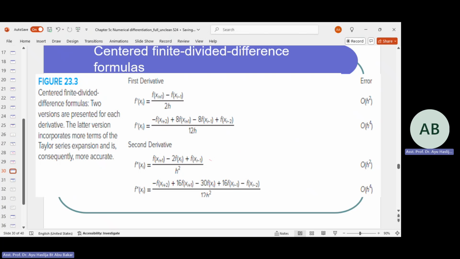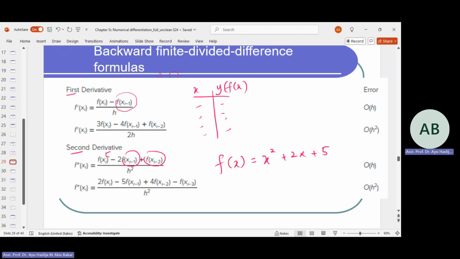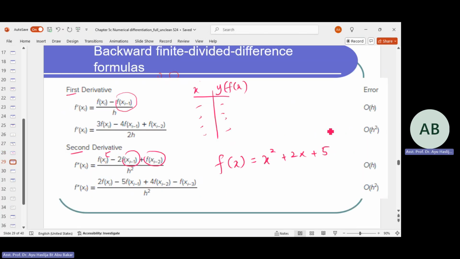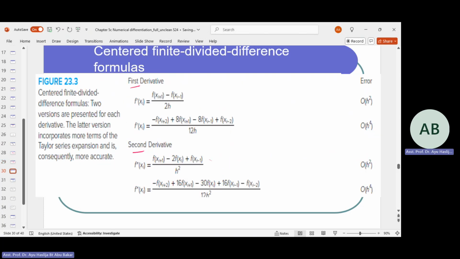Okay, this is centered first and second derivative. Notice the difference for the forward, backward, and centered. For forward and backward, if you notice, the error starts with OH. Backward also OH, first level. But for centered, it's straight away second order, because the H is 2H.